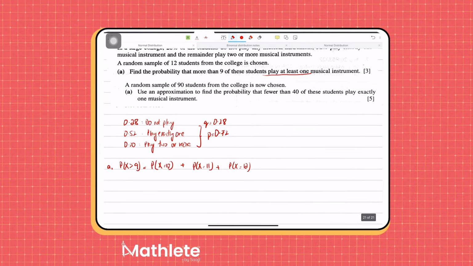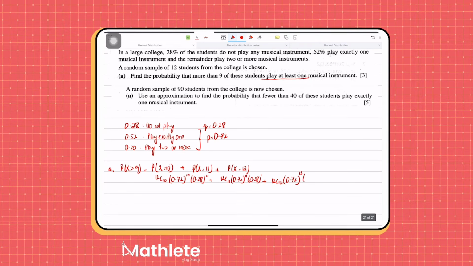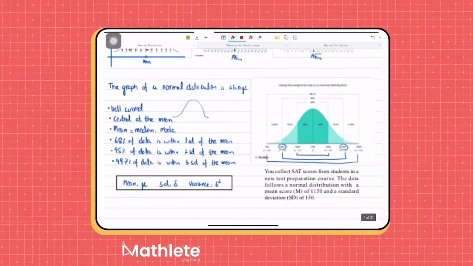Okay, so what's the probability that out of 12 students, 10 play musical instrument? 12C10, the probability of favorable, 0.72 to the power of 10, 0.28 to the power of 2, plus 12C11, probability of favorable, 0.72 to the power of 11, probability of unfavorable to the power of 1, plus 12C12, probability of favorable, 0.72 to the power of 12, probability of unfavorable to the power of 0. Okay, and then you will figure this out.